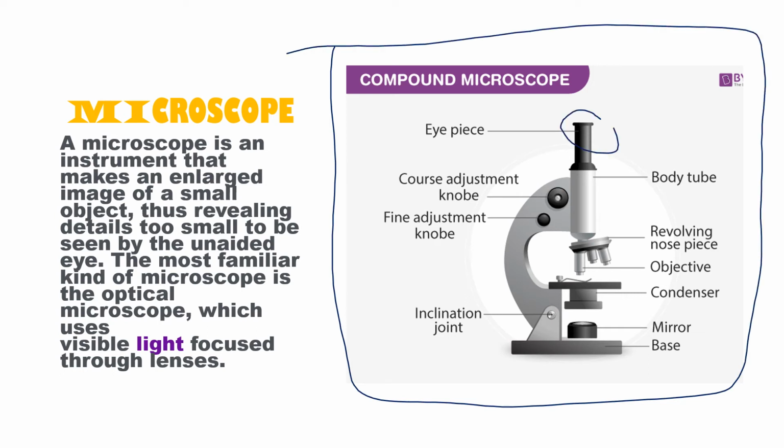This is the eyepiece. This is the adjustment knob. This is the fine adjustment knob. This is coarse adjustment knob. This is the inclination joint. This is the mirror-based condenser, objective, revolving nose piece, and the body tube.